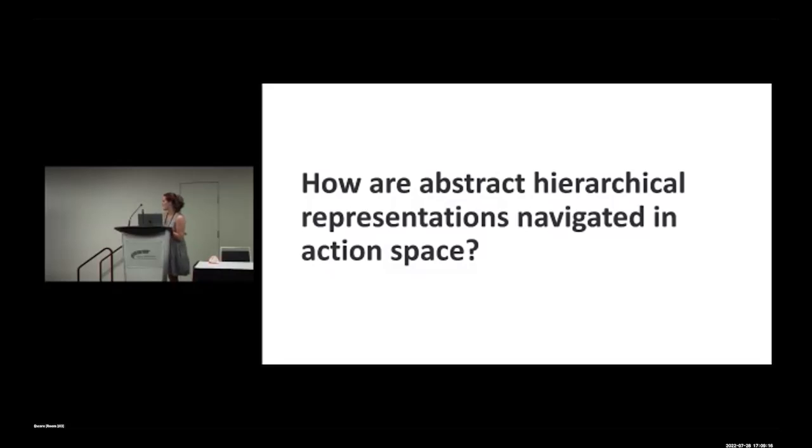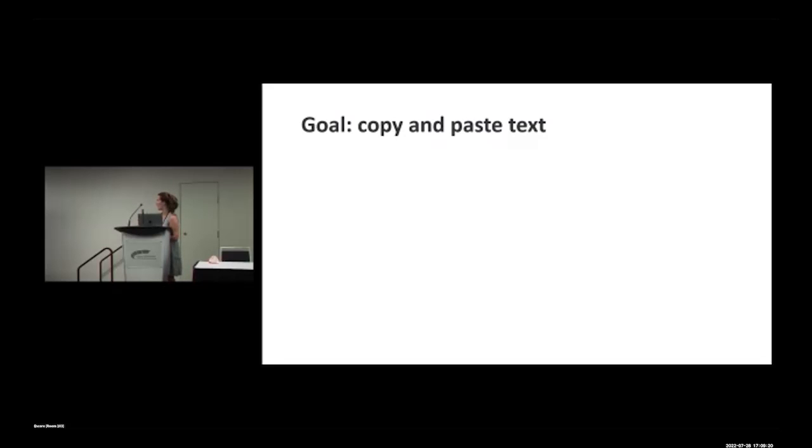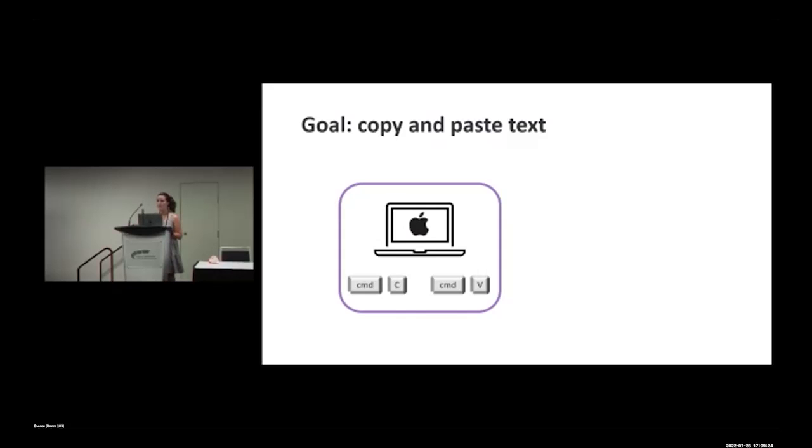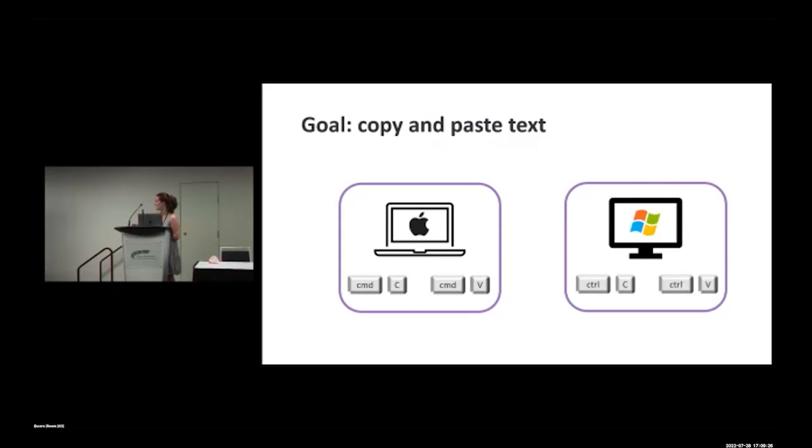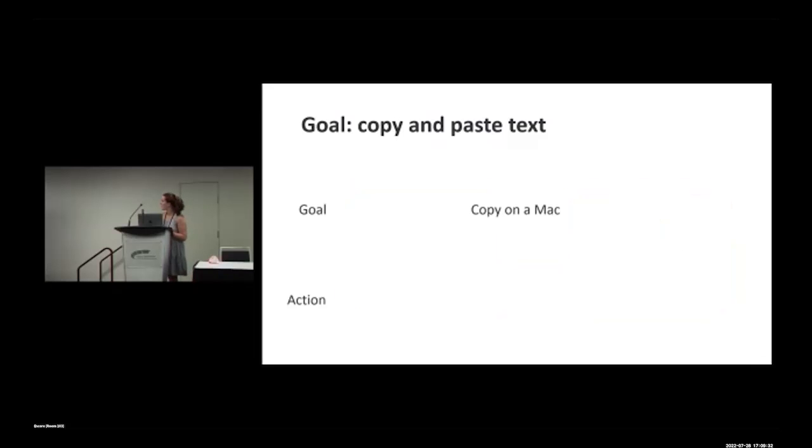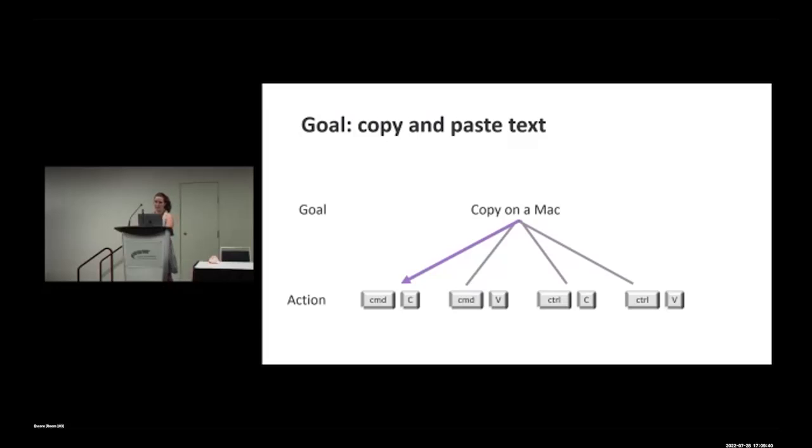So let's zoom in on a specific example of this. Take the very simple goal of copying and pasting text on your own laptop versus your lab's Windows machine, or switching in between them as you get your task set up. There's a number of ways that you can solve this problem. For one, you could just store completely separate representations of each operating system action pair. So in this case, we have a very simple, flat task representation.